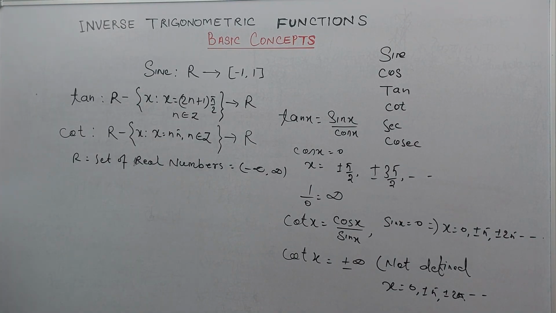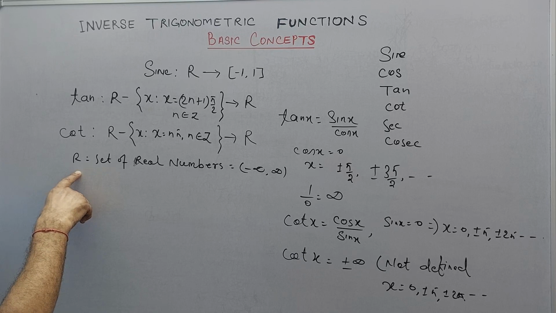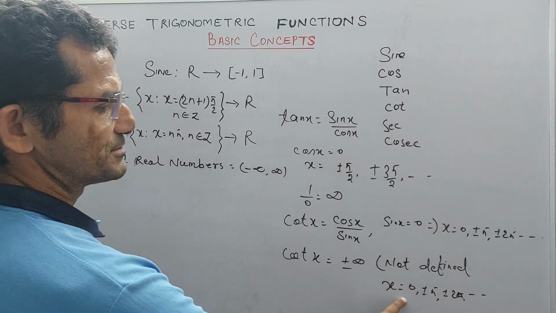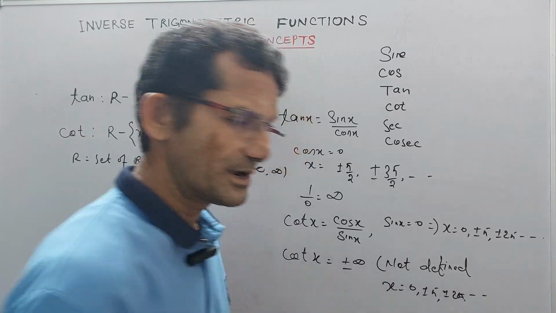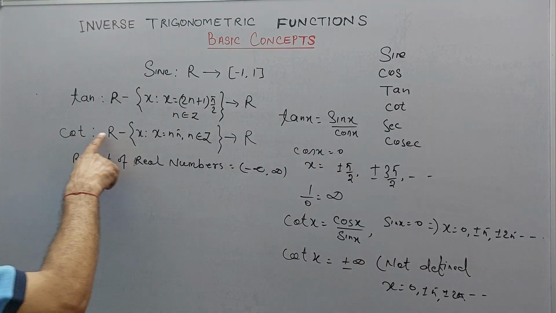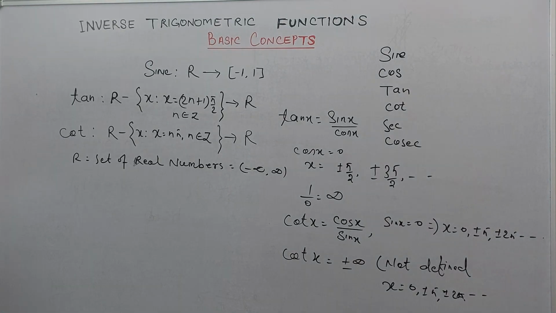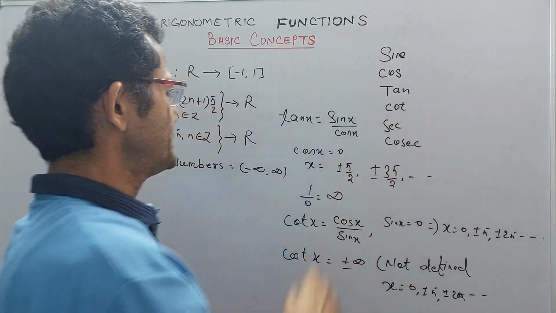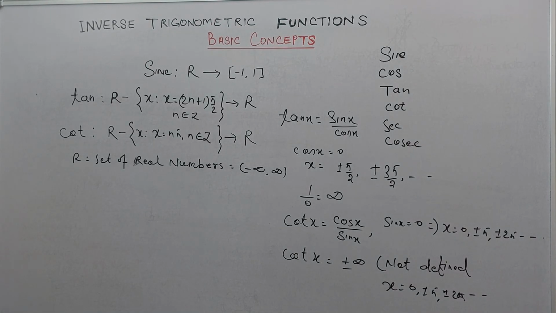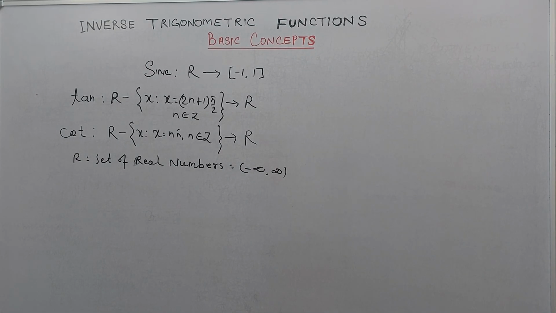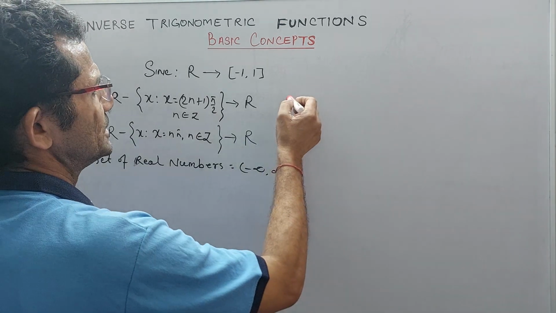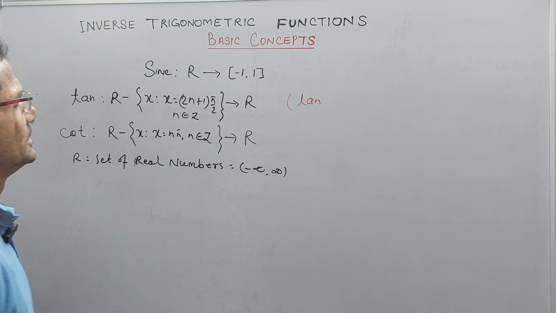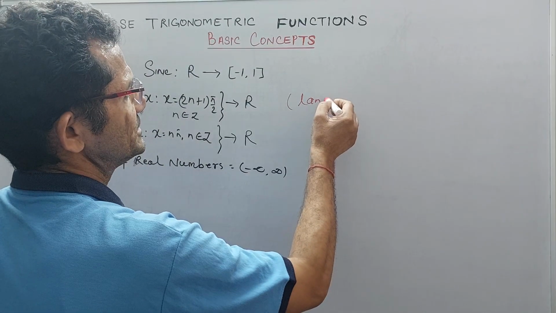The domain of cot is the set of real numbers, and if I remove the angles 0, plus minus pi, plus minus 2 pi, and so on, we get the domain of the cot function. Next we have to define the sec function. Next we have the secant function. This is the tangent function, the domain and codomain of the tangent function.